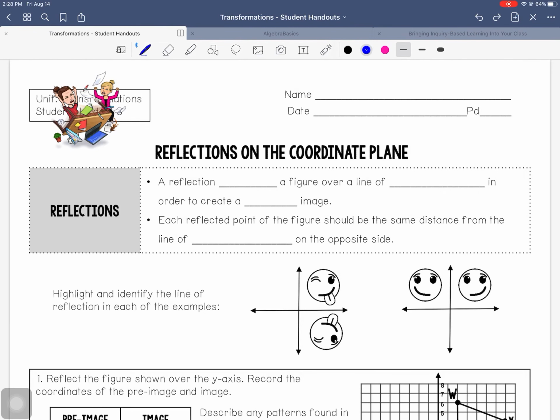All right, Miss Horazzo, what are we learning about today? Today, we are going to learn about reflections on the coordinate plane. This will be the third type of transformation that we have discussed.